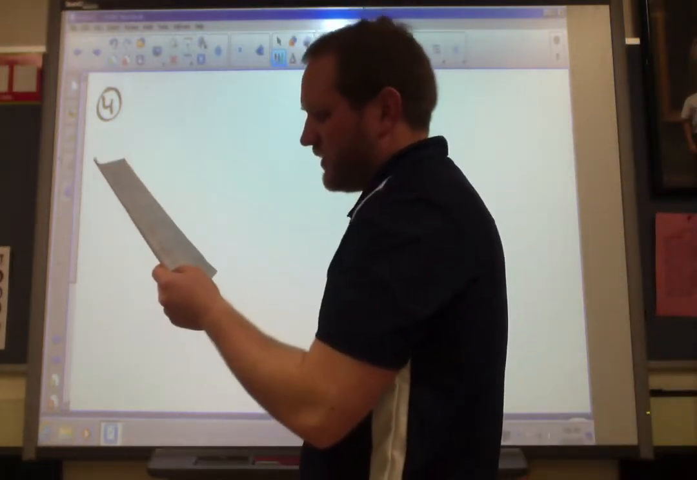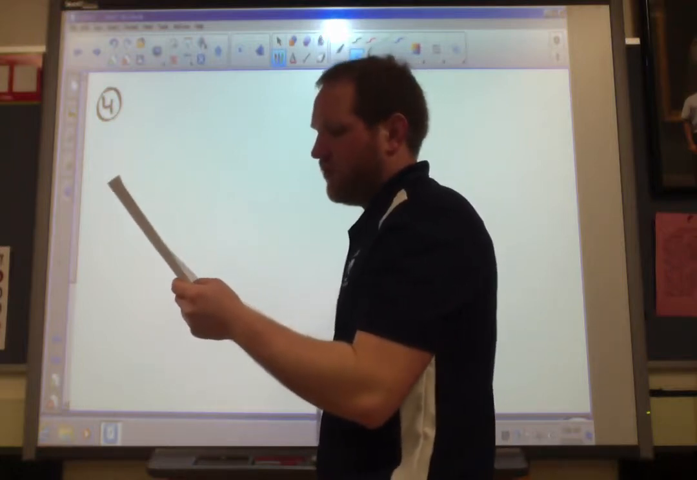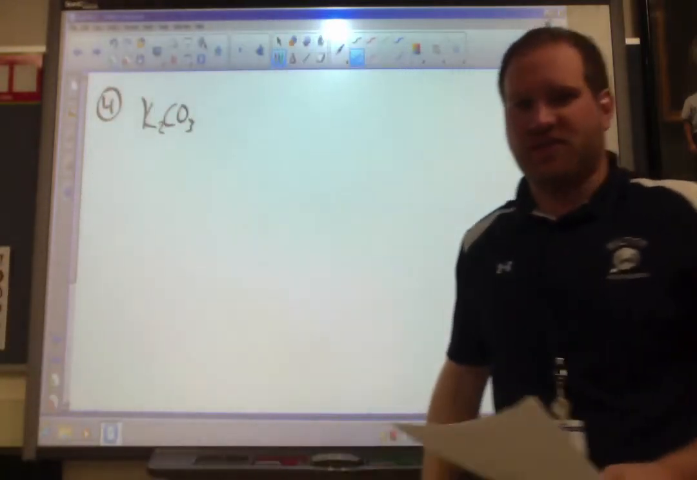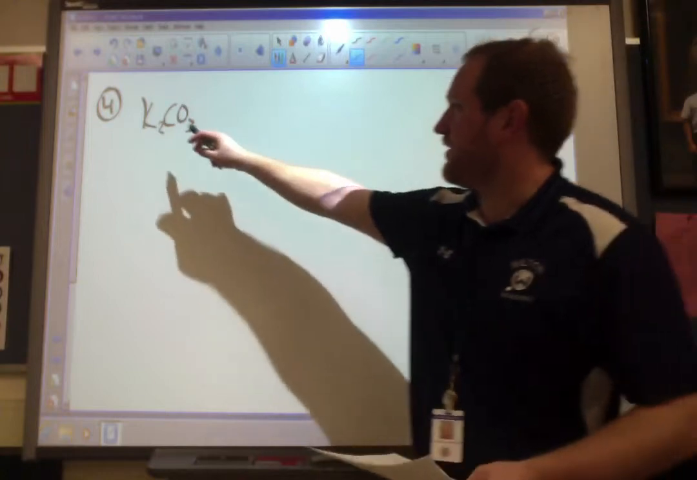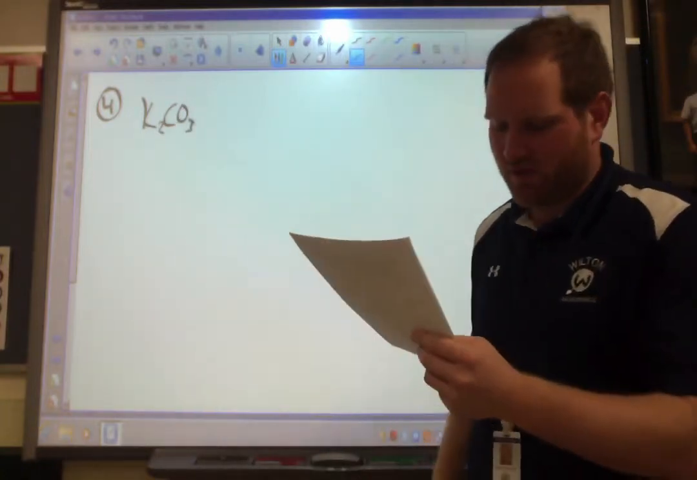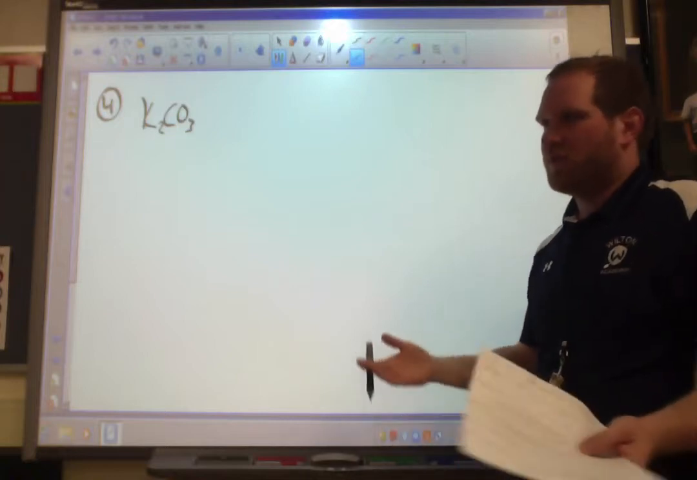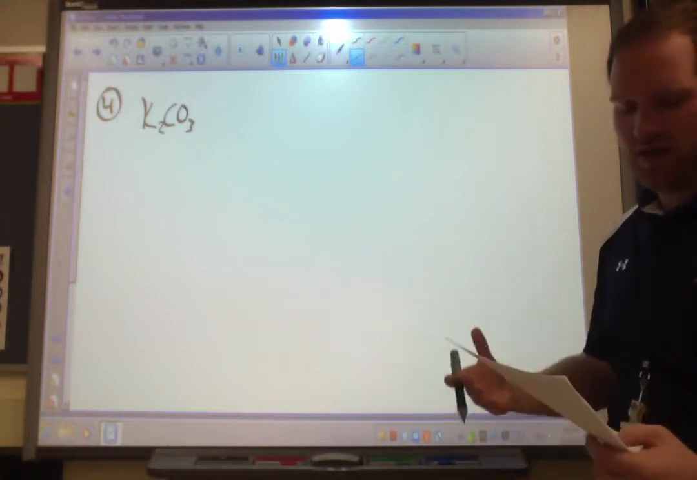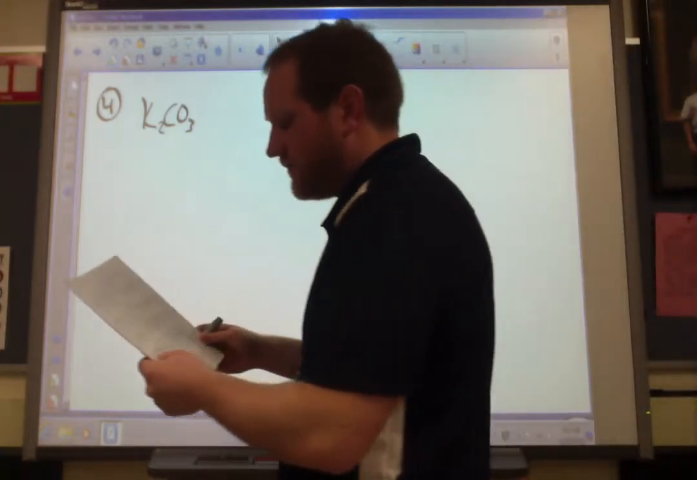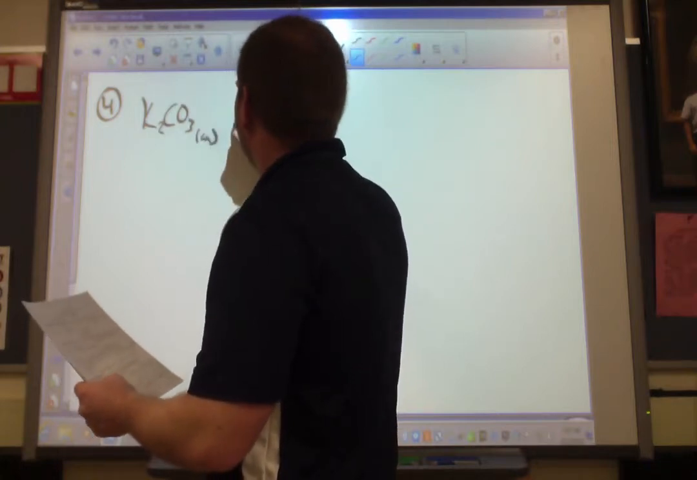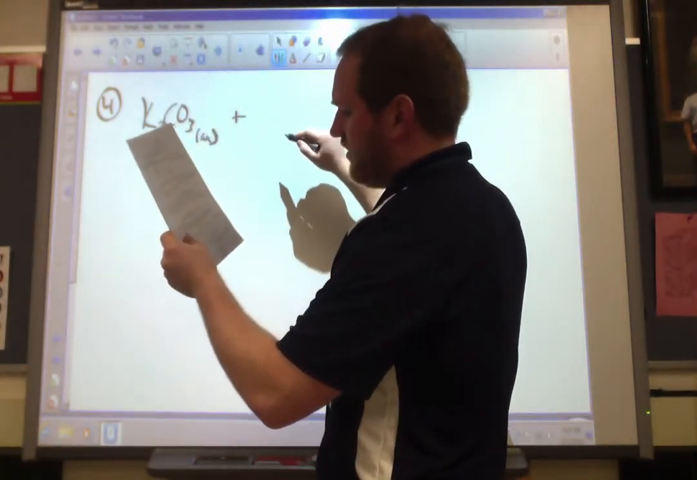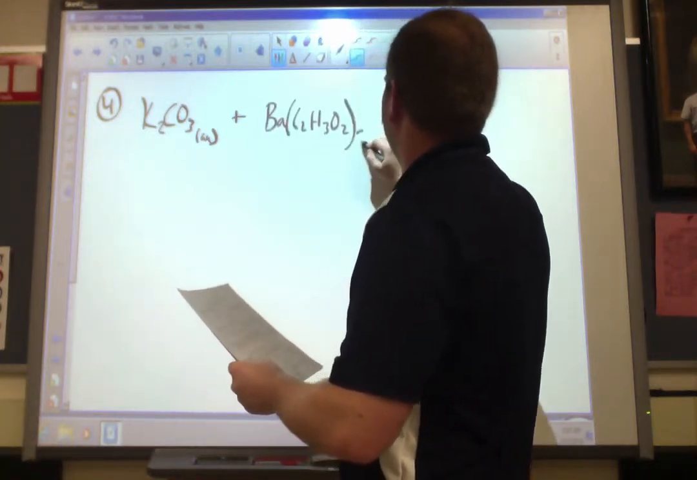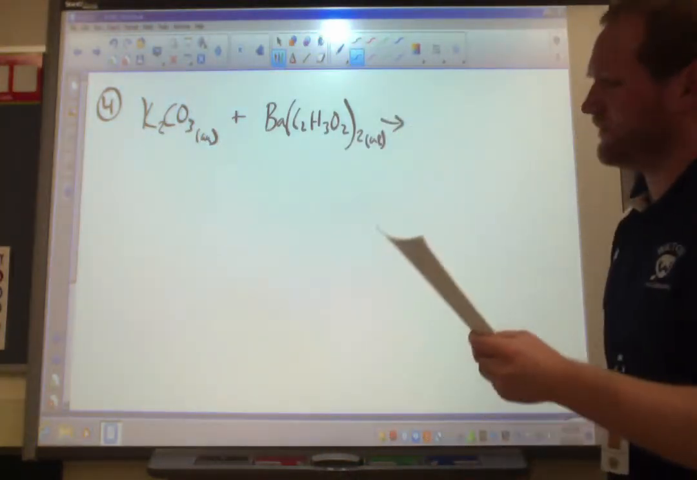Okay? So we have 36.0 milliliters of 0.310 molar potassium carbonate. Now, even if I don't tell you the state on these, if it has a molarity to it, like in the problem 0.310, it's aqueous. Just because by definition, the molarity is moles per liter, so it's moles of the solute dissolved in water. So this is going to be aqueous. And that's going to react with barium acetate. Also going to be aqueous because I told you the molarity.